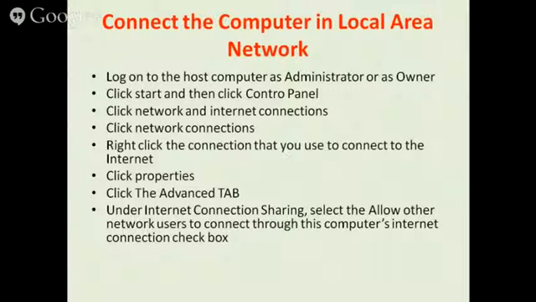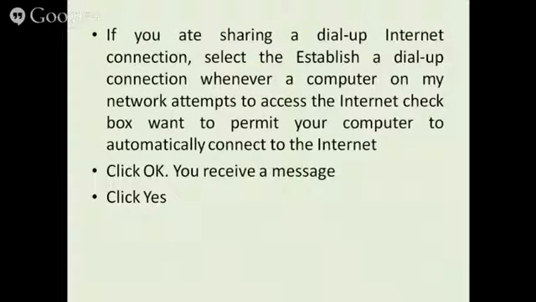Second step is click start and then click control panel. L is missing here. Third one is click network and internet connections. Then click network connections. Then right click the connection that you use to connect to the internet. Then click properties. Click the advanced tab. Under internet connection sharing, select the allow other network users to connect through this computer's internet connection checkbox. So these are nothing but the procedural steps which are followed to establish a network.